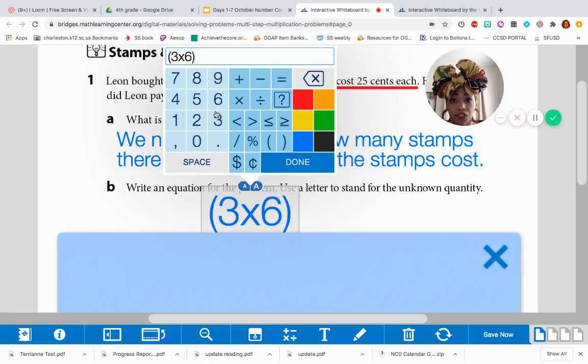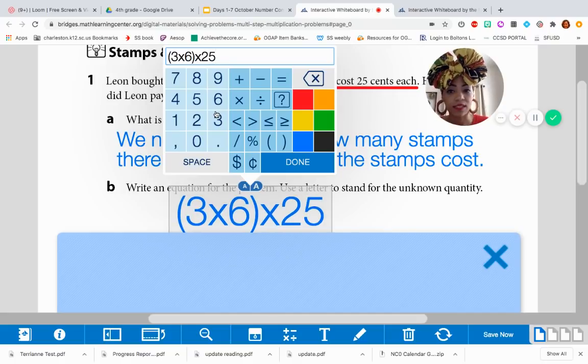Right, each stamp costs 25 cents. So how would I represent that in terms of an equation? Right, times 25. So where would I put that times 25? Right, after the 3 times 6. Okay, are we done writing our equation?